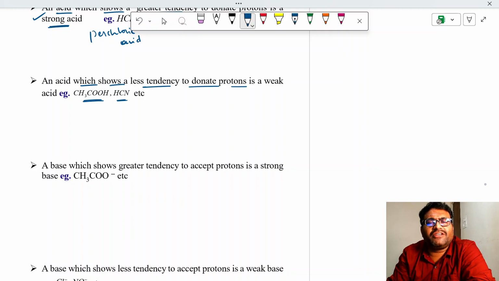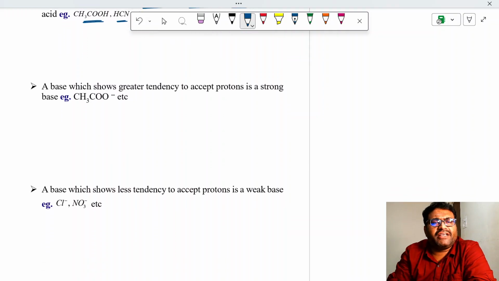You can also explain based on resonance, but we don't discuss resonance here. You know, strong acids, strong bases, weak acids, weak bases. H2SO4, HClO4, HNO3, H3PO4: what are these? Strong acids. Weak acids are acetic acid and hydrogen cyanide. They have less tendency to lose protons. Here, coming to bases, a base which shows greater tendency to accept protons is called a strong base.